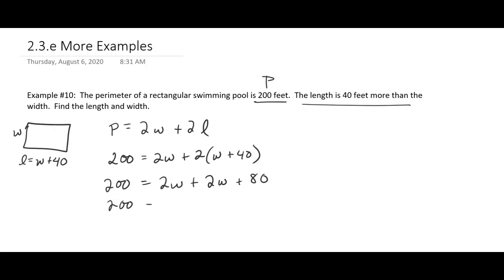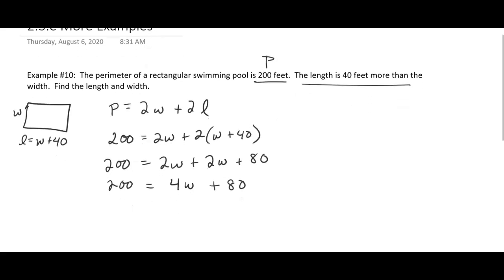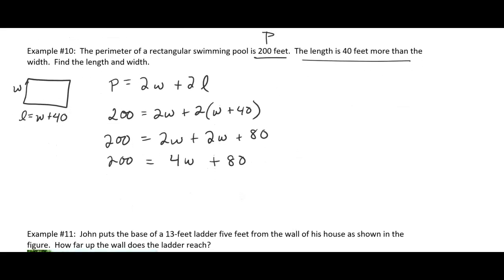200 equals 4W plus 80. And then we're going to want to subtract 80 from both sides. And so we get 120 equals 4W. So divide both sides by 4. And we're going to get W equals 30.